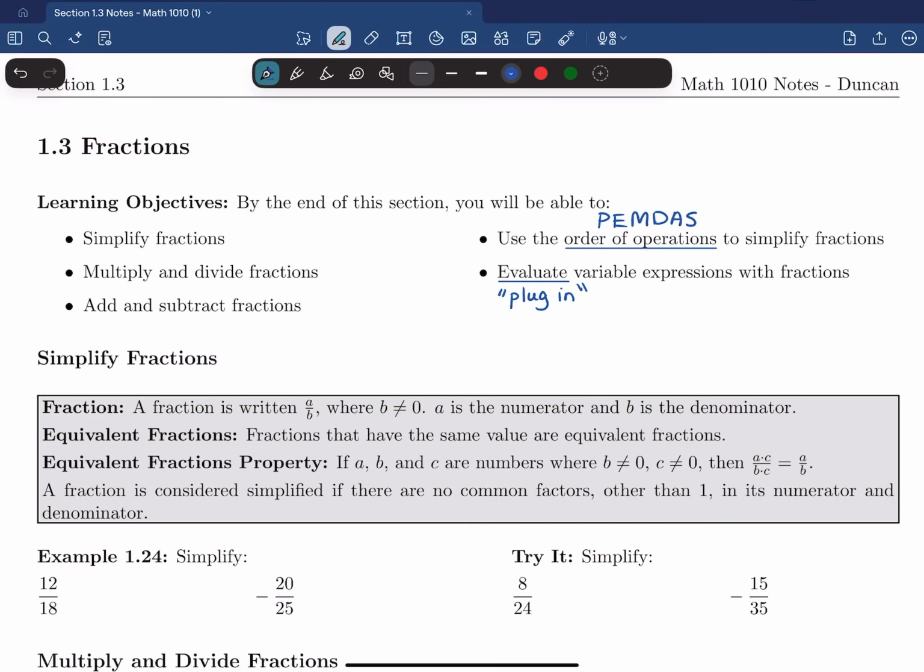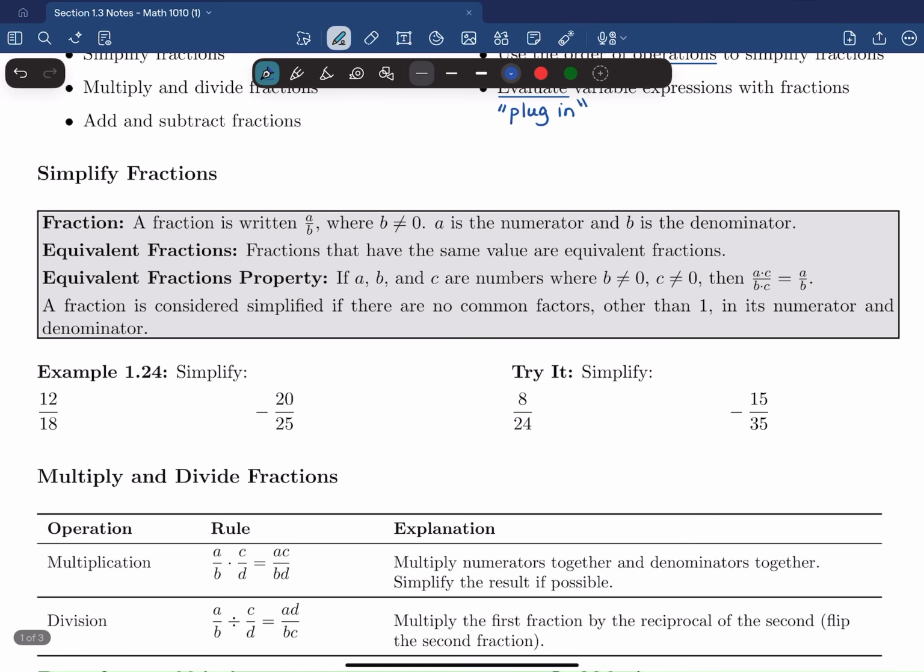This is lesson 1.3, fractions. Our learning objectives are to simplify fractions, multiply and divide them, add and subtract them, use the order of operations to simplify them, and evaluate variable expressions with fractions in them.